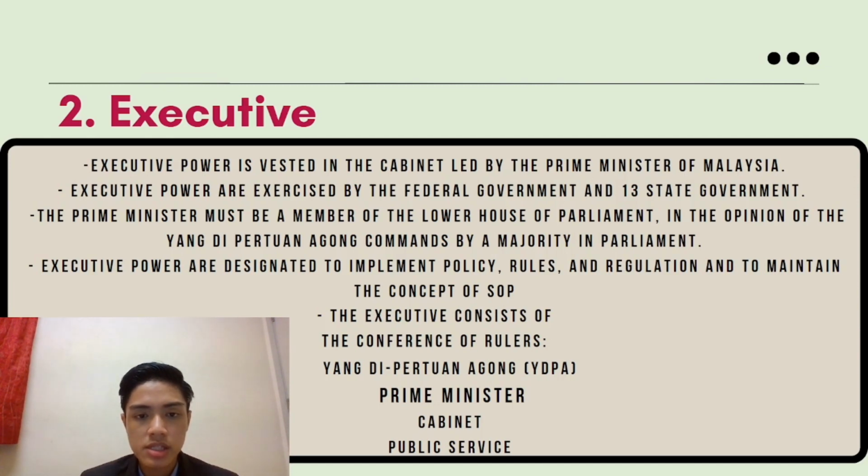The political system depends on the separation of powers. Authority is conveyed among a few branches, which are the legislative, executive, and judicial, as an endeavor to forestall the concentration of power in the hands of an individual. The executive consists of the following. First, Yang di-Pertuan Agong, known as YDPA. Secondly, the Prime Minister, Cabinet, and the Public Service.